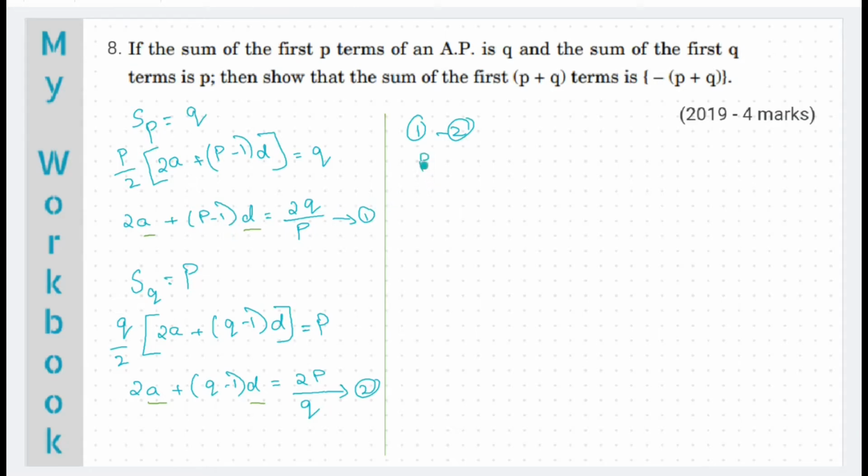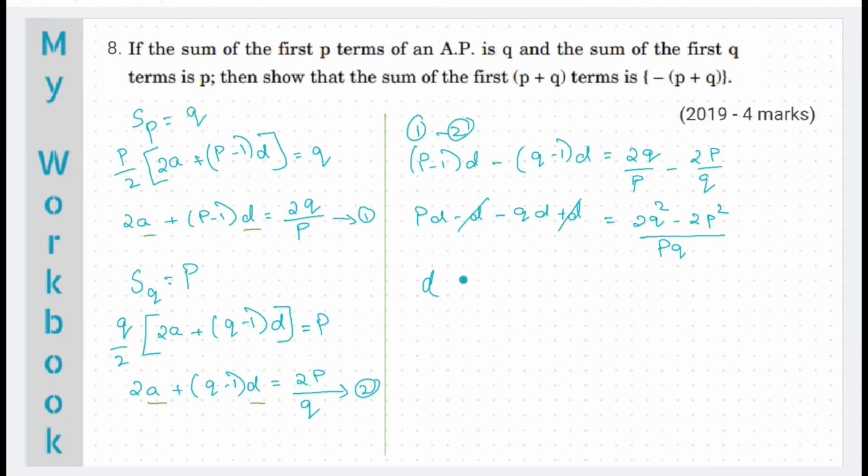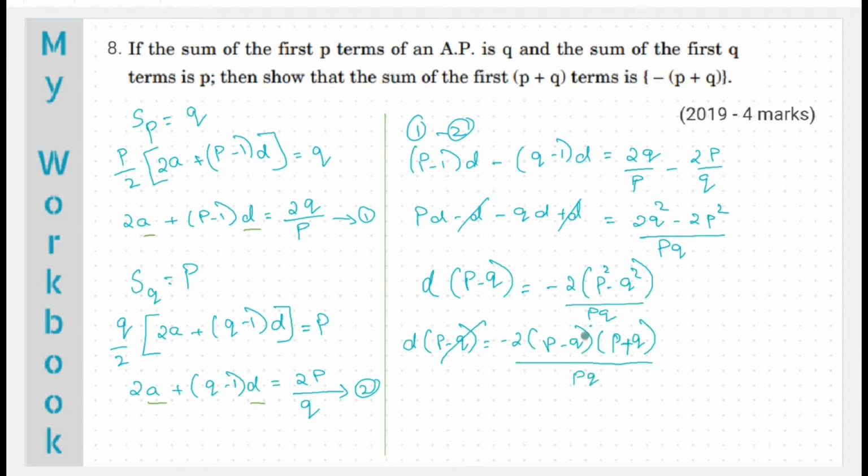So we'll have p minus 1 into d minus q minus 1 into d is equal to 2q by p minus 2p by q. So d is minus 2 times p plus q by pq. We will be using this value of d later.